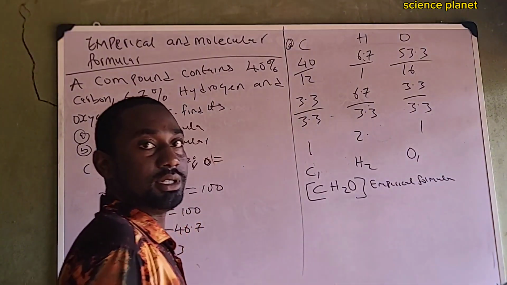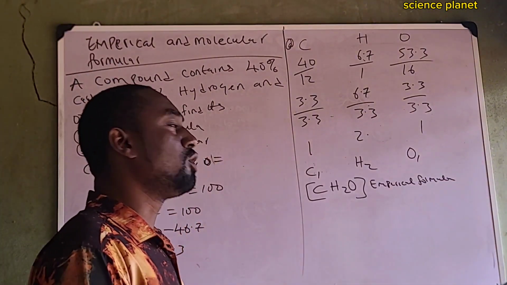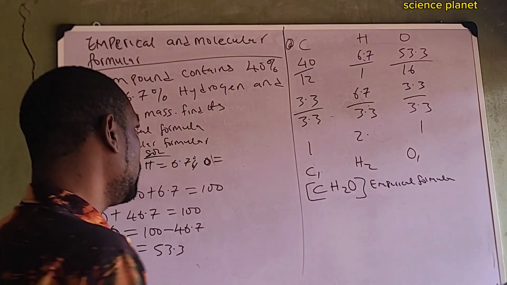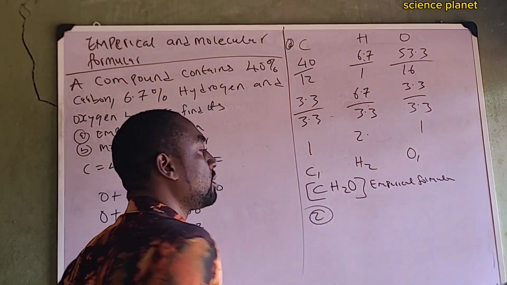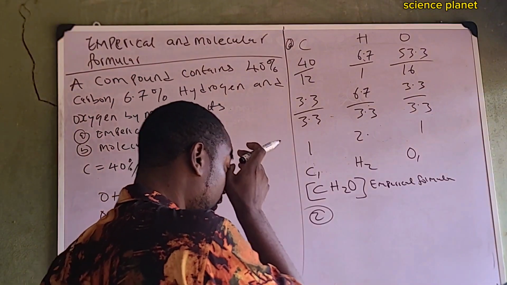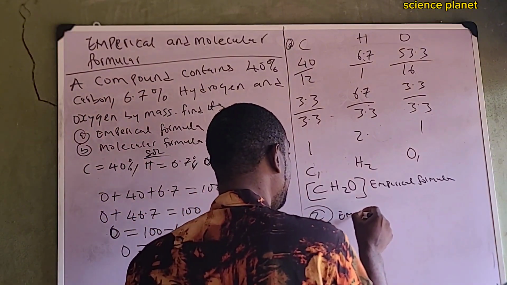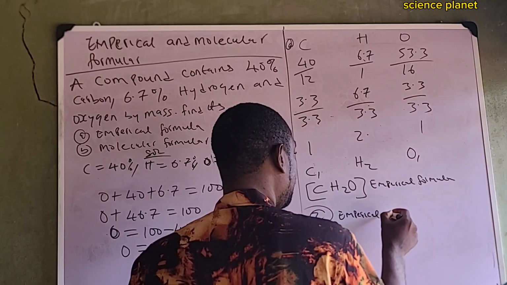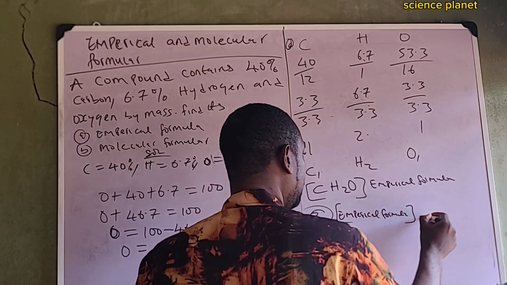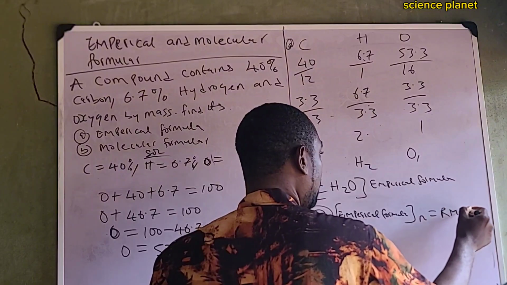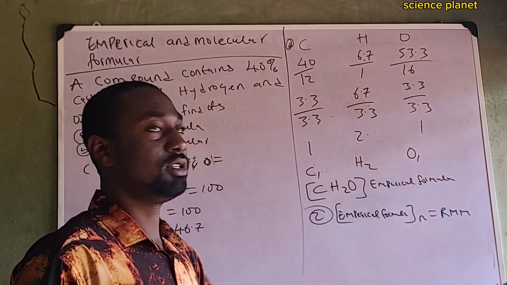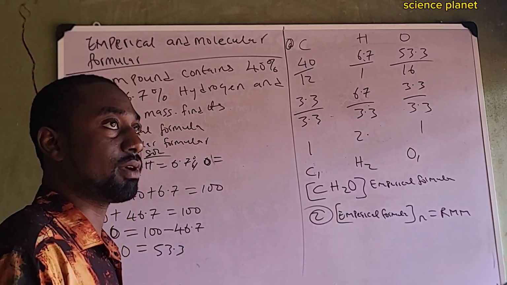You don see our B. It's simple, abi? Then you go to number 2. Number 2 say make you find molecular formula. And wetin be the formula for molecular formula? Molecular formula na empirical formula bracket N equals to relative molecular mass. So if you bring your empirical formula bracket N, you call am to relative molecular mass, you solve am, you go get am.